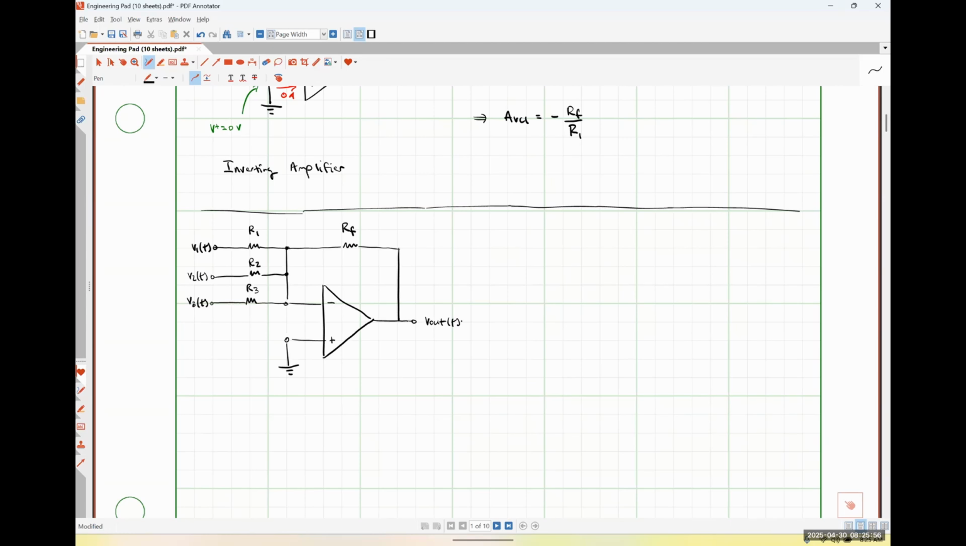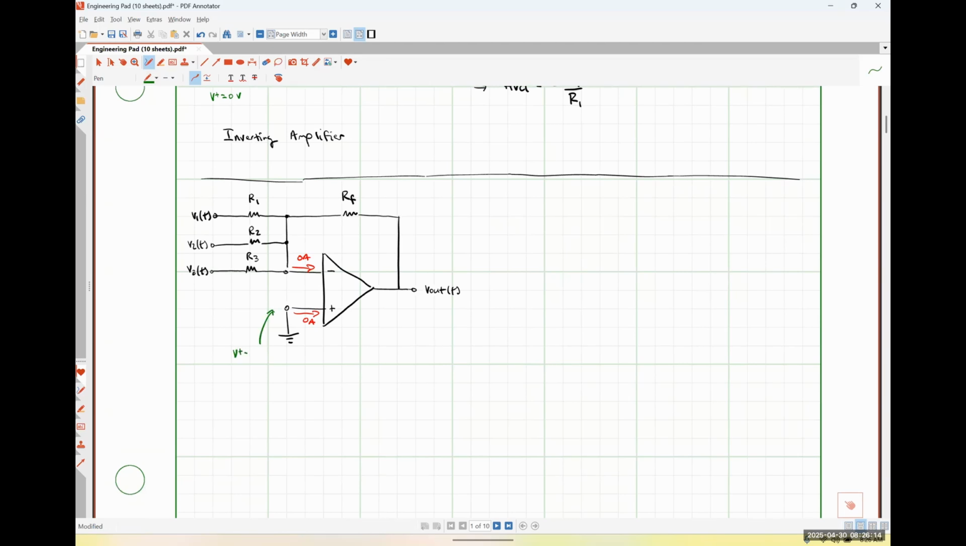So we're going to approach the analysis just like we've done with every other example. So let's say that this current is 0 amps and this current is 0 amps because of ideal op-amp rule number 1.